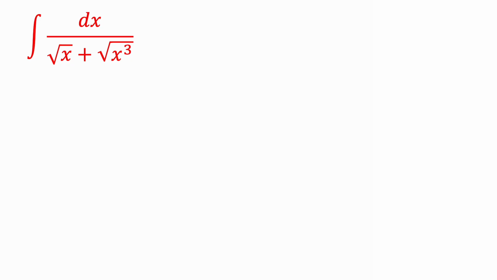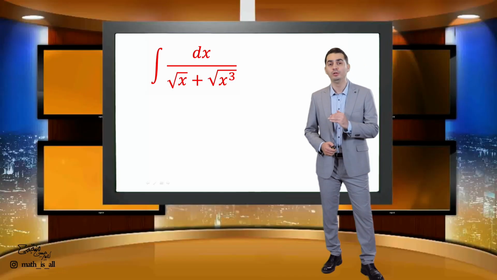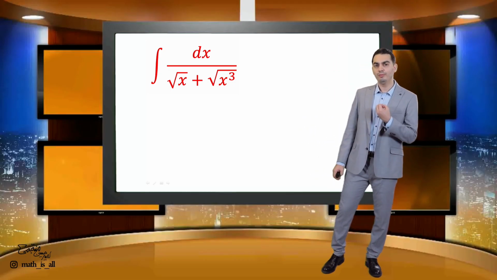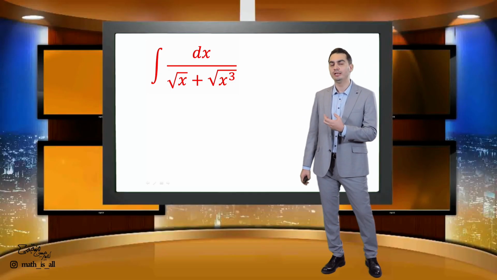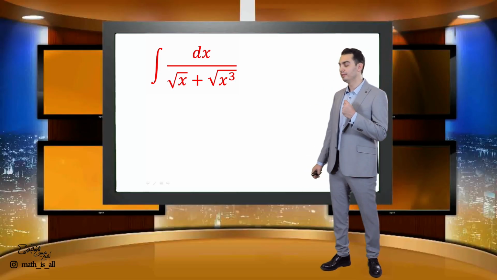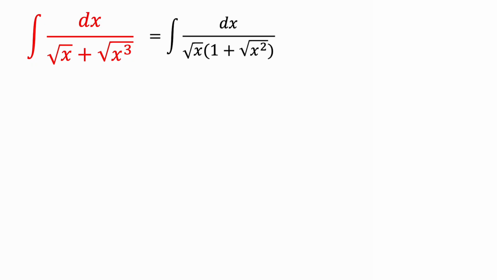The integral of dx over the square root of x plus the square root of x cubed. Again, here u is not obvious. Why? Because if we let u equal the square root of x from the start, we might not be able to easily find the du. But with a clever factorization in the denominator, we can set up our u and du.